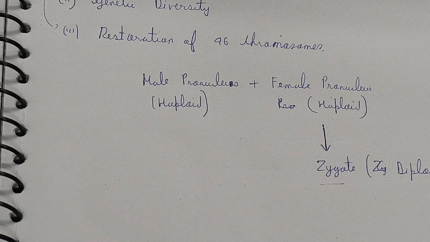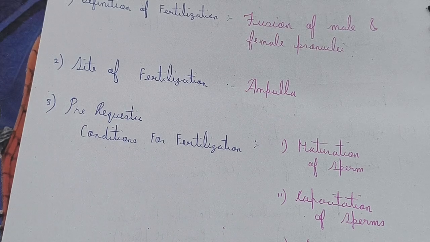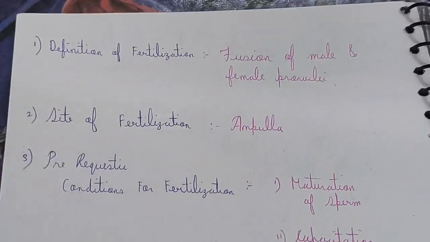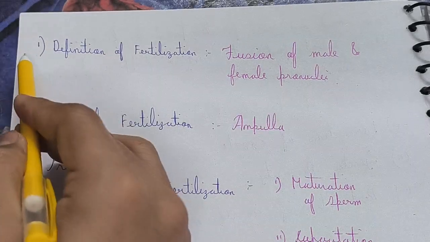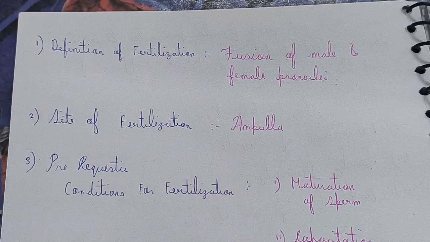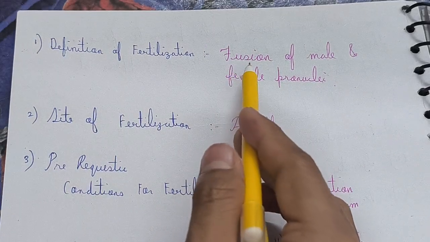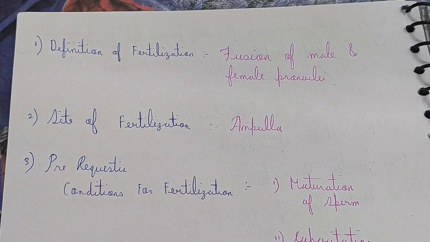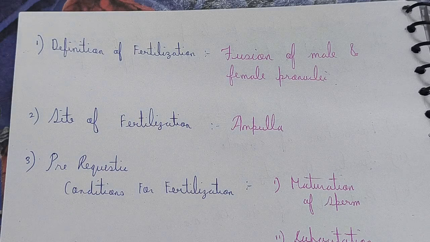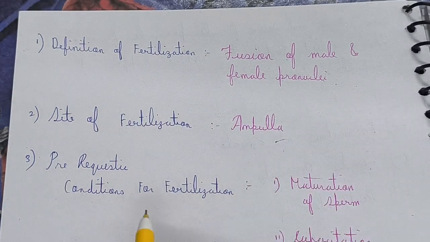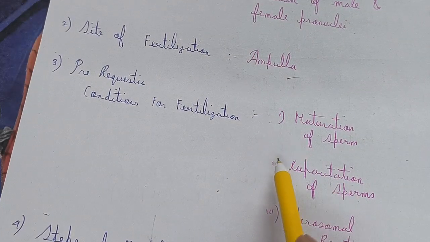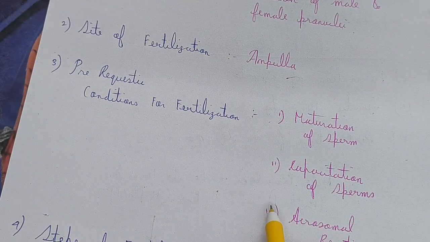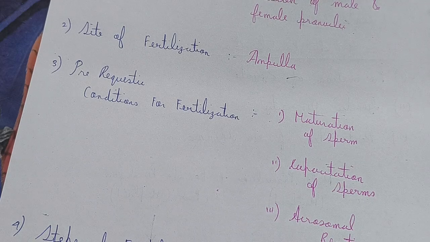Now I am going to tell you how you have to write in your examination. So friends, for your examination, or for better understanding also, you should write or remember fertilization under the following headings. The first one is the definition of fertilization: fusion of male and female pronuclei. Second, site of fertilization, that means where does fertilization take place? Ampulla. And third, prerequisite conditions for fertilization: the first is sperm maturation, the second is capacitation of sperms, and the third is acrosomal reaction.